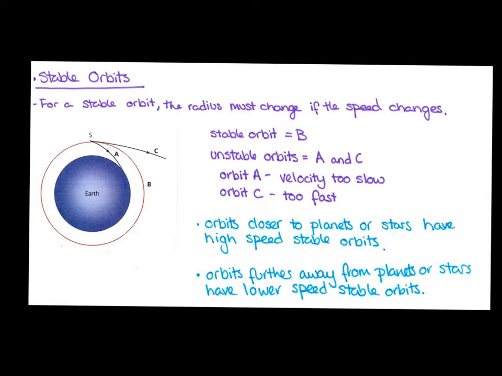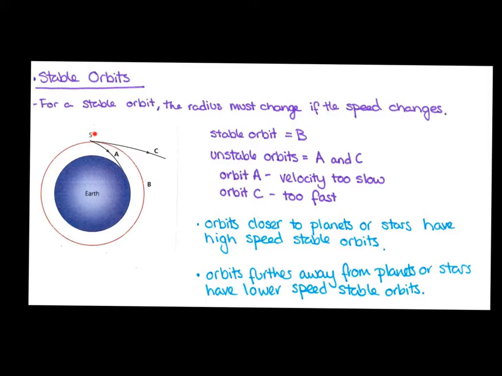Now, orbits are quite interesting things, and when we're launching artificial satellites into space to orbit the Earth for, let's say, communications or scientific research, we need to choose how far away from the Earth the orbit is going to be, and we need to choose the speed that we want that satellite to orbit at. And we have to get those two dimensions matched up in order to get what we call a stable orbit. So for a stable orbit, the radius must change if the speed changes.